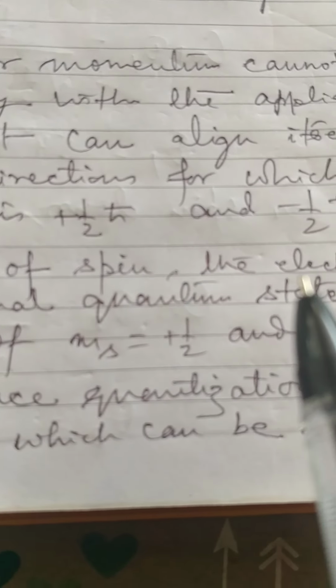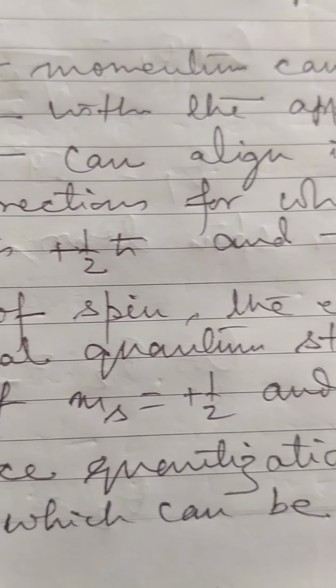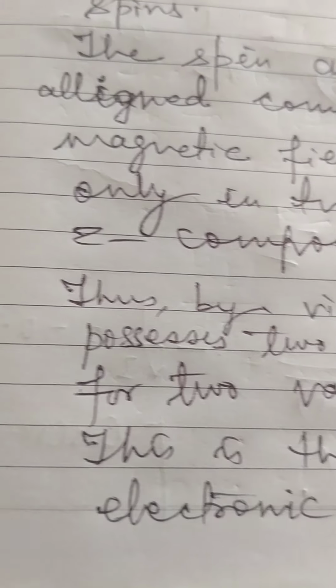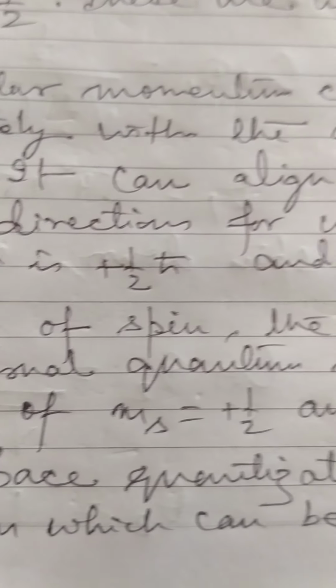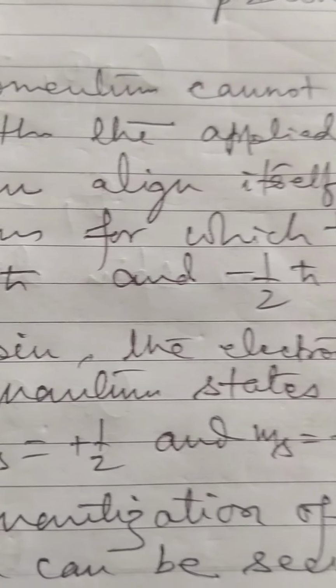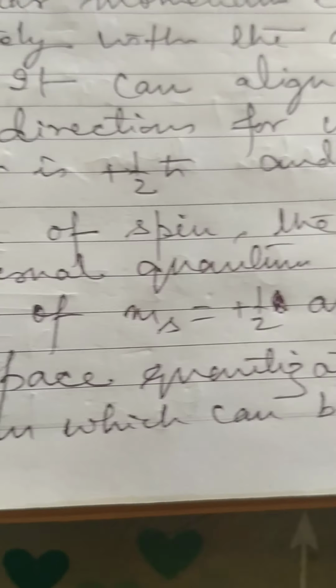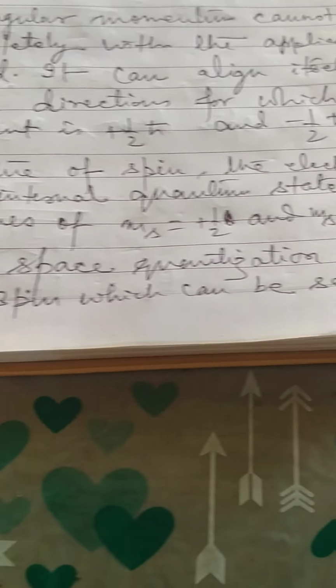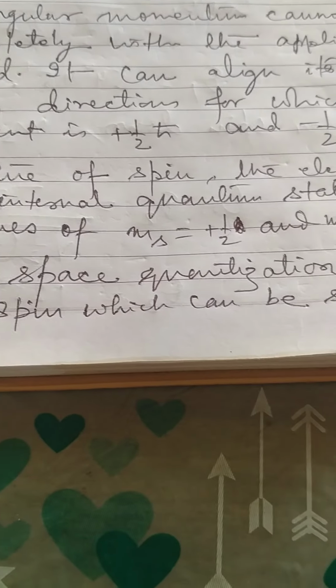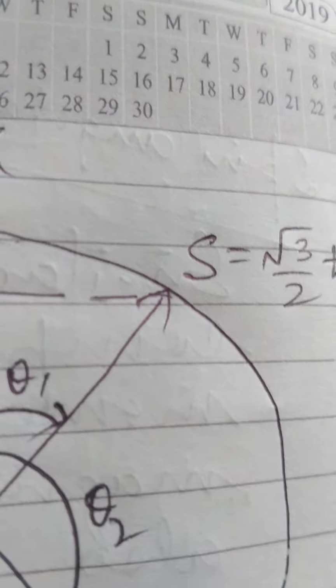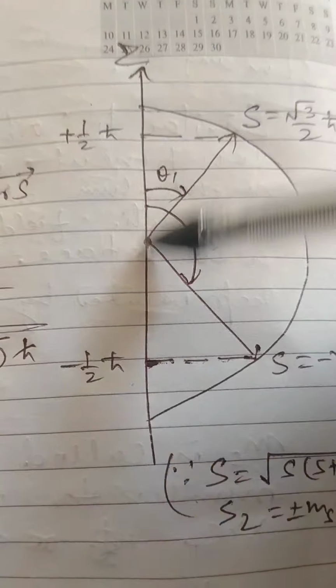Thus, by virtue of spin, the electron possesses two internal quantum states for two values of ms, that is ms equal to plus half and ms equal to minus half h cross. This is the space quantization of the electronic spin, which can be seen as given in the figure. Now you see in the figure, it is in the z direction.